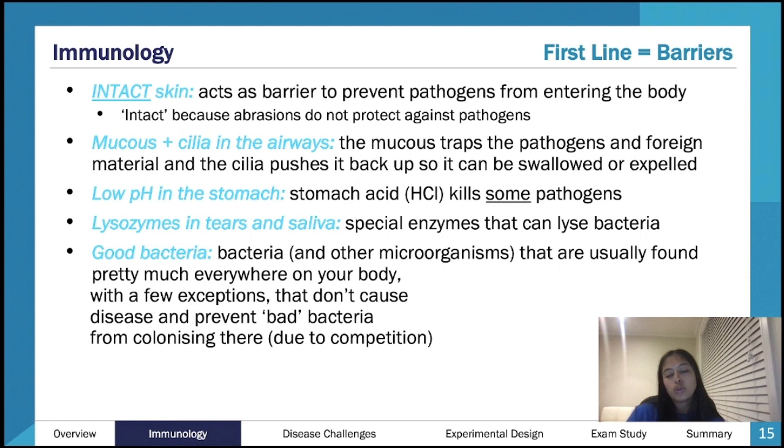So let's say you have a poor microbiome. I was talking about opportunistic pathogens before. If you take some antibiotics, they may be pretty general, and they may end up killing some of the good flora, or the good bacteria, in your body.